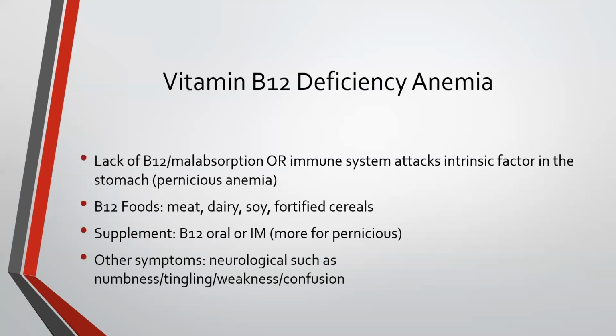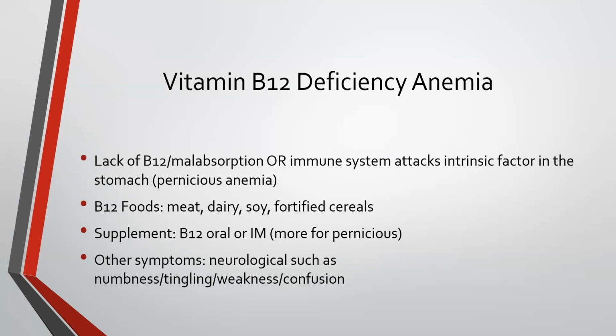Vitamin-related anemias. All right, this has to do with your lack of B12 or folate. So we're doing B12 deficiency first. This is a lack of B12, again, either because of malabsorption or the immune system attacks what's called the intrinsic factor that sits in your stomach. And this is called pernicious anemia.